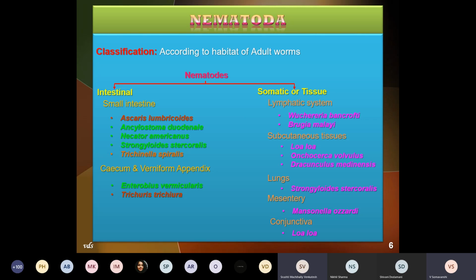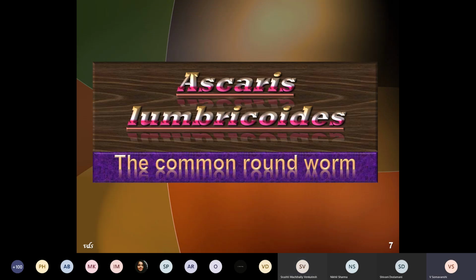Now, starting with the first important worm, Ascaris lumbricoides, which is commonly called the roundworm. Before starting this topic, I would like to focus your attention on the common names of the helminthic worms. Why? Because it will be easy for you to understand to which class of parasite it belongs.